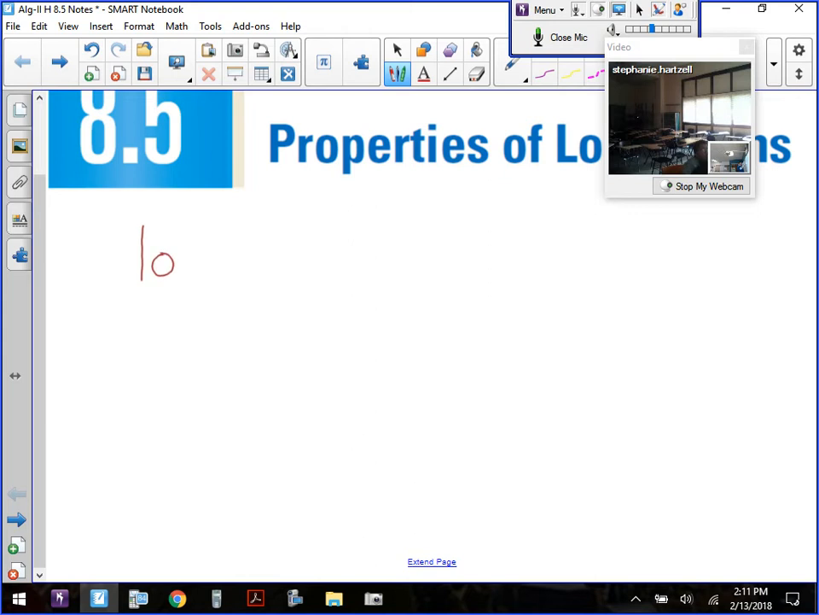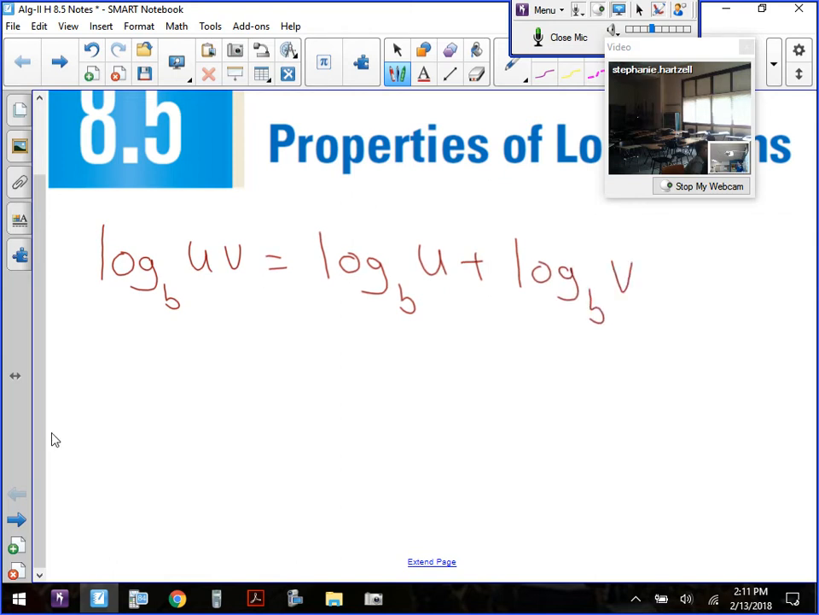When you have a log with the same base and you have two values being multiplied together, you can split it apart. So log base b of u times v, it's on the board, splits apart into two logs added together. The reason that we do this is because sometimes you can simplify one of the logs before the other. It's a means so that you will be able to solve an equation tomorrow, because you work backwards that way.